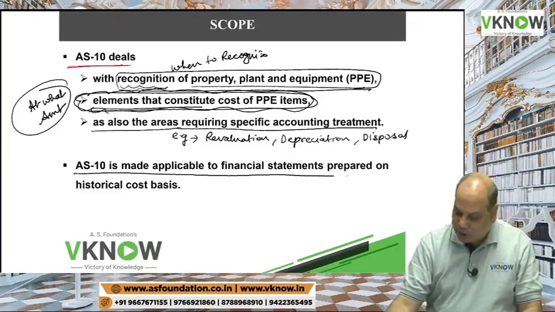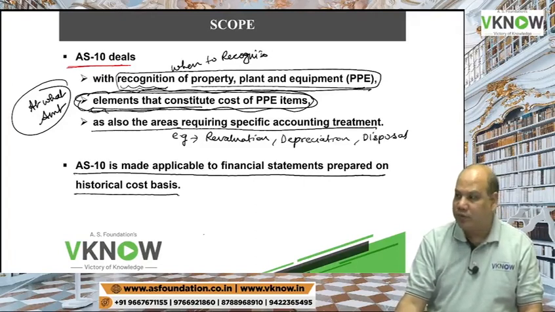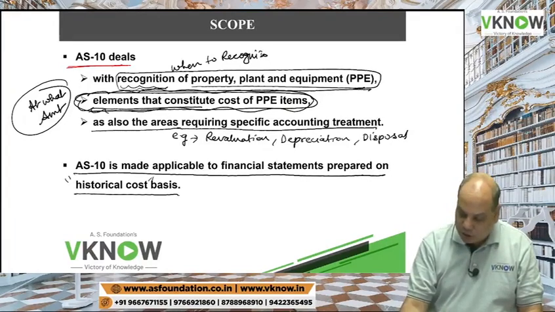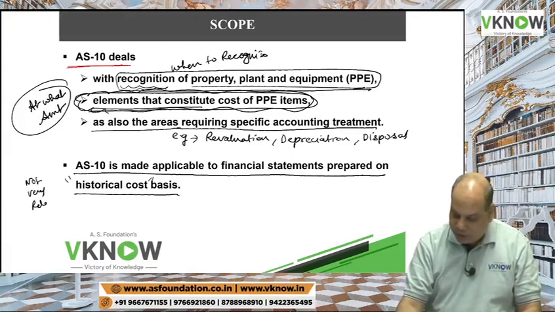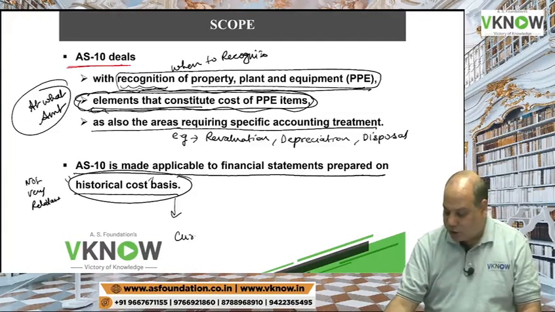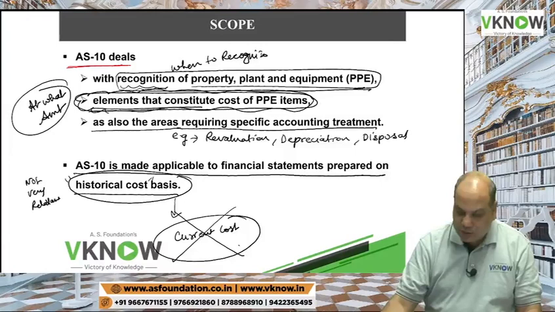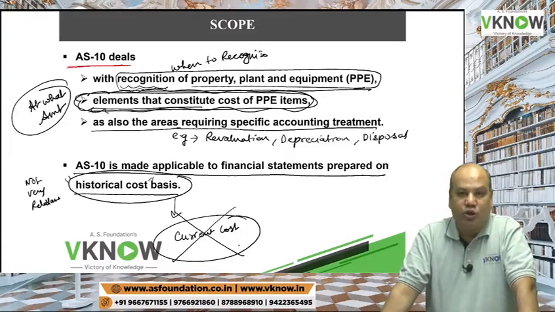AS-10 is made applicable to financial statements prepared on historical cost basis. So this AS-10 is applicable for historical cost based accounting. This is not very important. Ignore this line. Why is this line given? Some financial statements are based on current cost. But in India, we don't follow current cost method of accounting. In India, we follow historical cost based accounting.